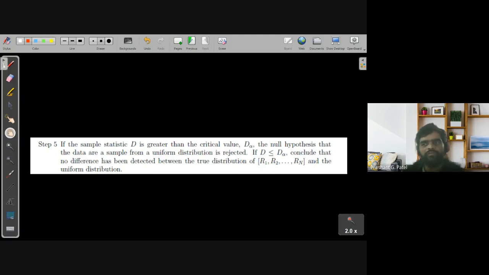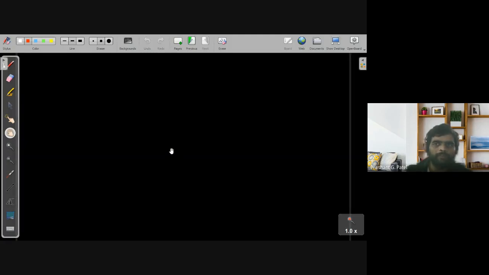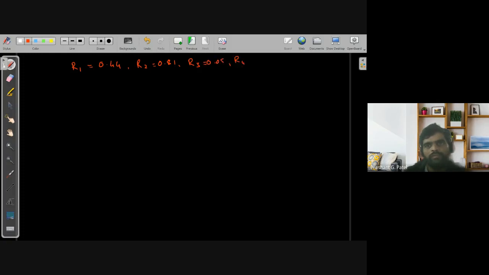So let us give, let me have one example here. Let us suppose that there are 5 numbers given to you. R1 is 0.44, R2 is 0.81, R3 is 0.05, and R4 is 0.93. We apply this K-S test to check whether this is a uniformly distributed number or not. The alpha significance value is given as 0.05.